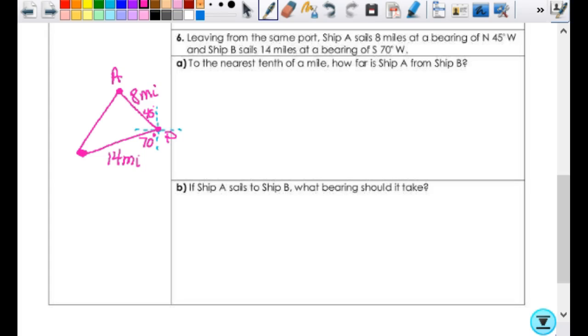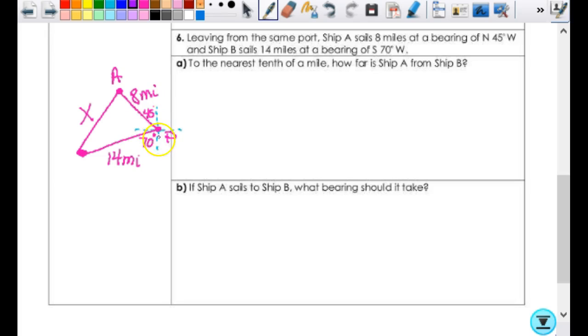Okay, so the nearest tenth of a mile, how far is ship A from ship B? Okay, so we're looking for this. I'm going to call it X. So I need an angle inside my triangle, right? So I am going to use cosine, but I have to have this angle first, which I'm capable of finding. I just don't have it.